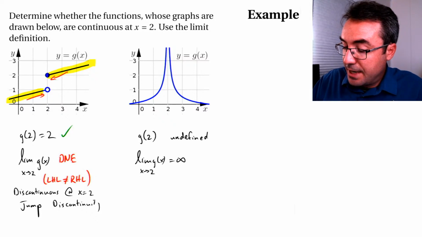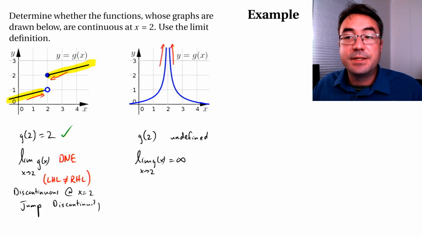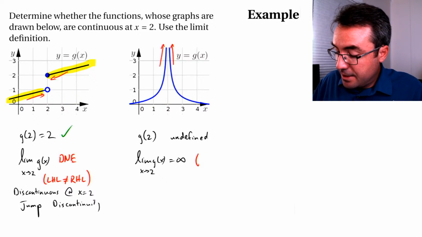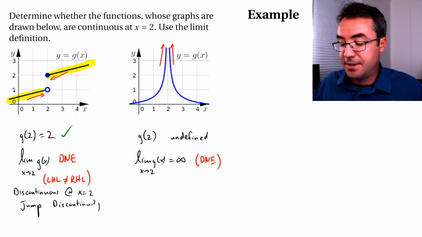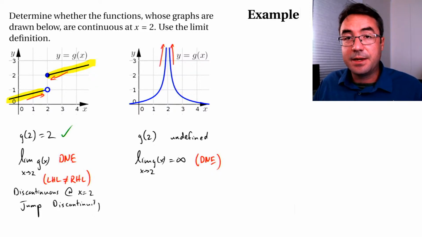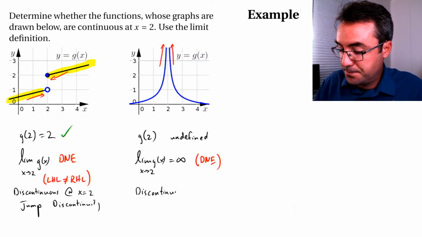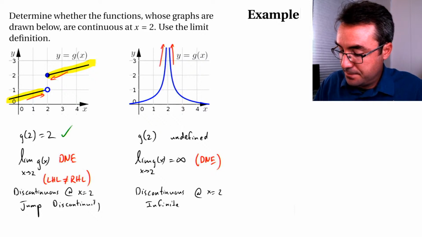The graph on both sides is going up and up and up, so it just keeps getting taller and taller, so the limit is infinite, which technically means does not exist. So our function is not defined, the limit does not exist, this thing does not stand a chance for being continuous. So it's discontinuous at x equals 2. And we sometimes call this one an infinite discontinuity.